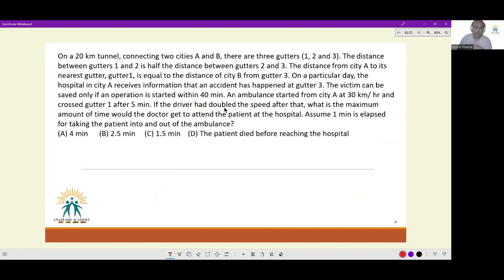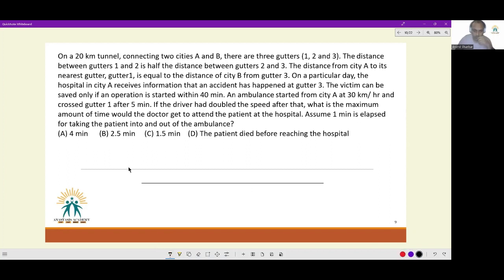Absolutely wonderful. Next question. On a 20-kilometer tunnel connecting 2 cities A and B, there are 3 gutters, 1, 2, and 3. The distance between gutters 1 and 2 is half the distance between gutters 2 and 3. The distance from city A to its nearest gutter, gutter 1, is equal to the distance of city B from gutter 3. Okay. So storyline wise, what do we have?